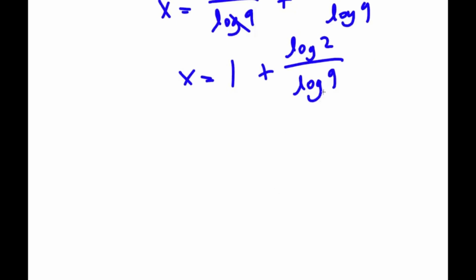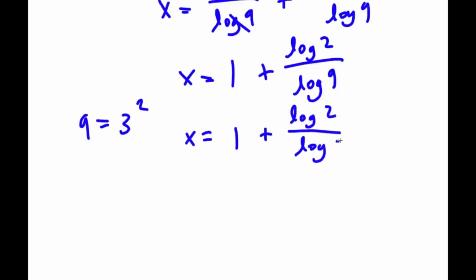Now log 9, well, 9 is the same thing as 3 squared. So now if I replace 3 squared for 9, I get x is equal to 1 plus log 2 over log 3 squared. Now remember the property of logarithms that states that if we have something in the form log a to the power of b, we can move our exponent b to the front of the logarithm, so this would equal b times log a.